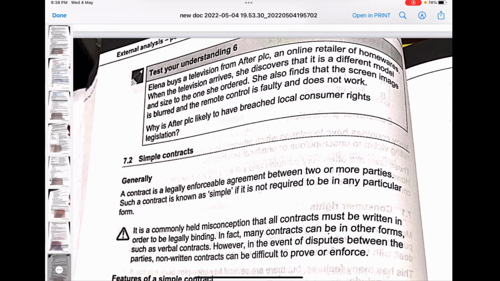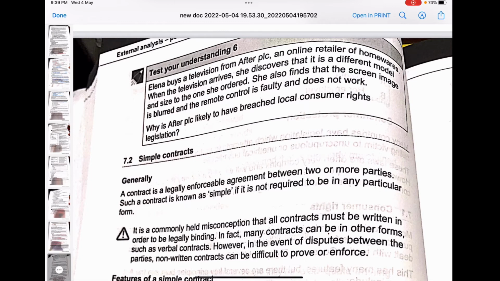Test your understanding. Question 6. Elena buys a television from After PLC, an online retailer of homewares. When the television arrives, she discovers that it is a different model and size to the one she ordered. She also finds that the screen image is blurred and the remote control is faulty and does not work. Why is After PLC likely to have breached local consumer rights?